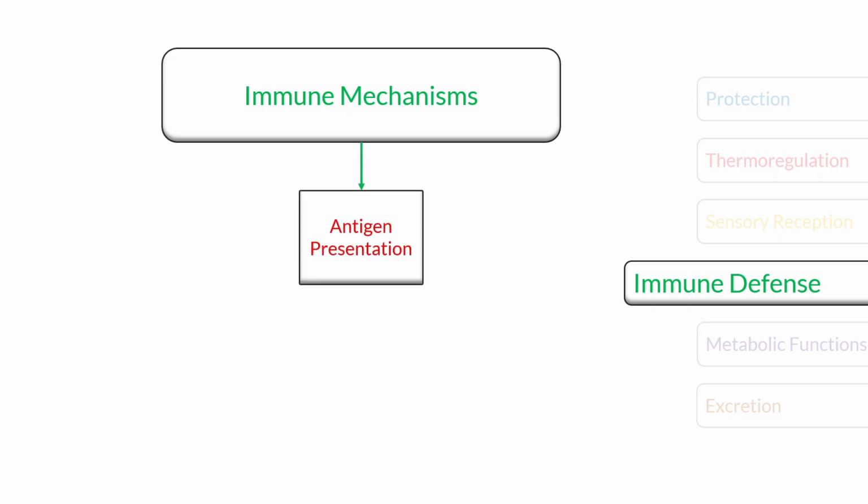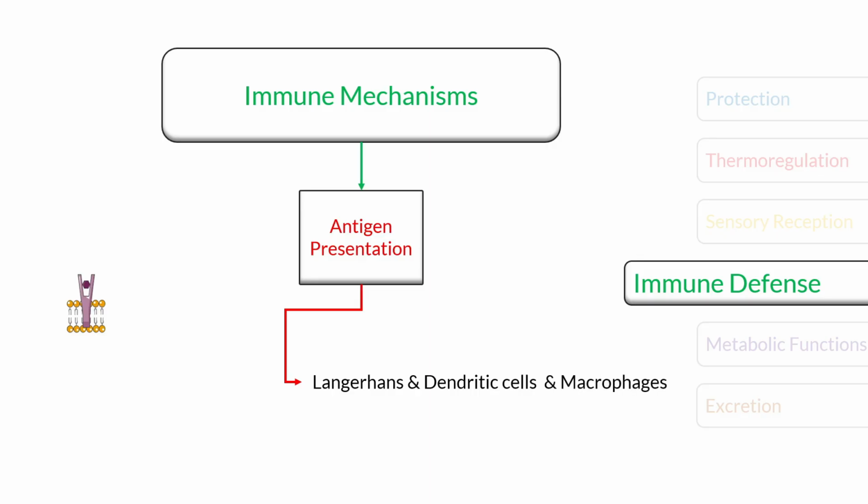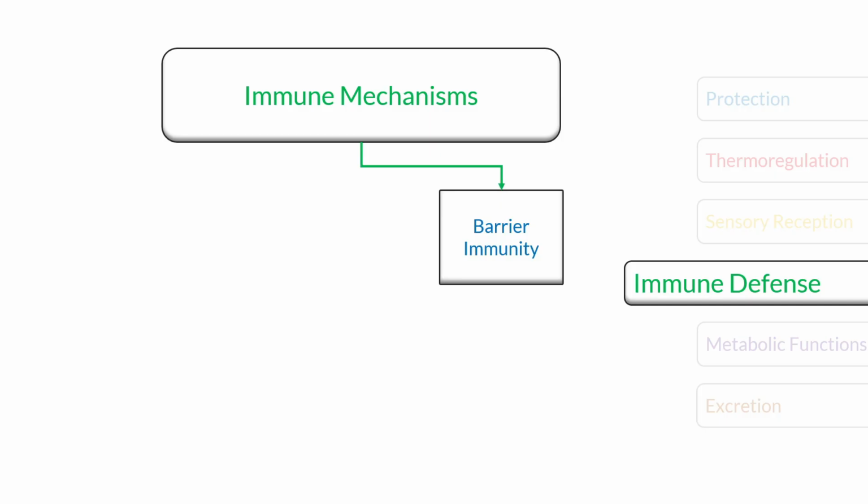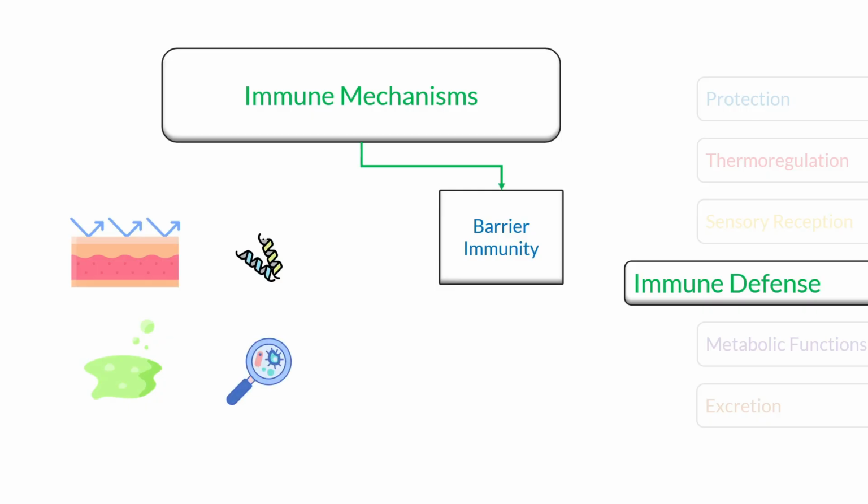Antigen presentation is a process in the immune system where fragments of antigens are displayed on the surface of antigen-presenting cells and macrophages to activate T cells. Barrier immunity, as a part of innate immunity, refers to the preformed defenses of the skin, including keratinized layers that prevent pathogen entry, acidic pH, antimicrobial peptides, and the commensal microbiome, which competes with pathogens.